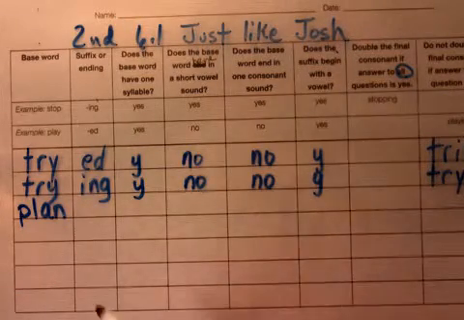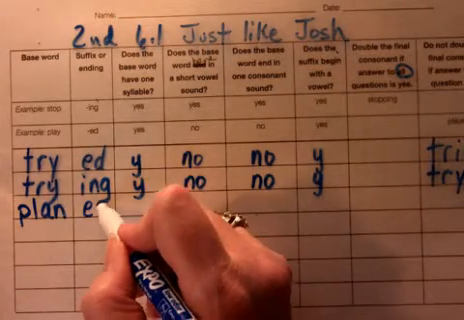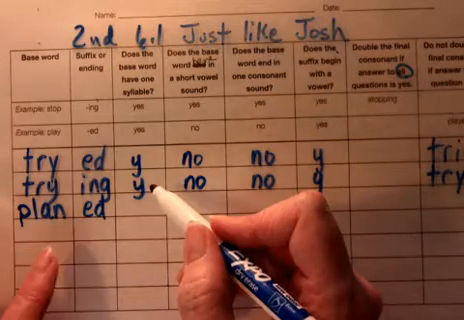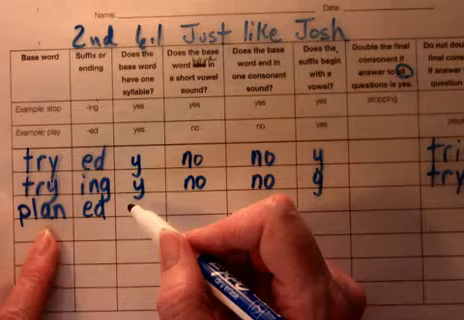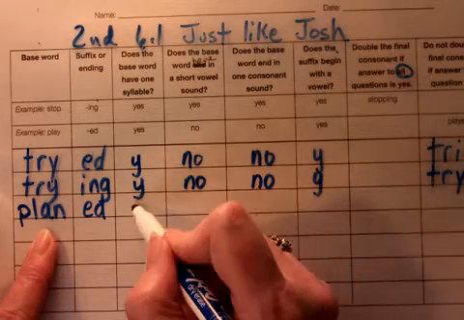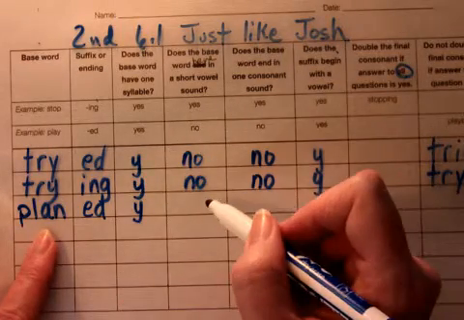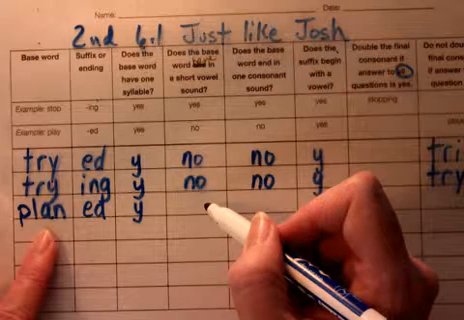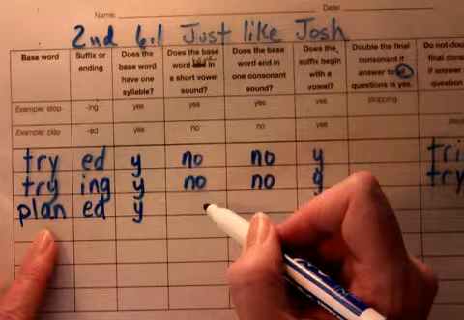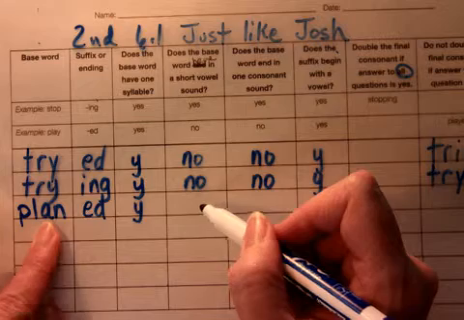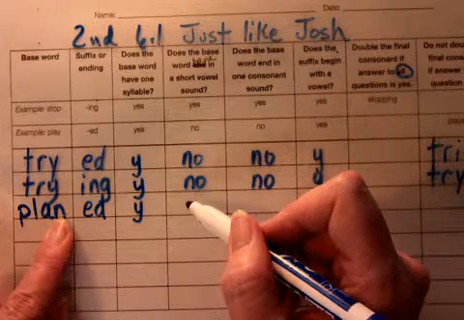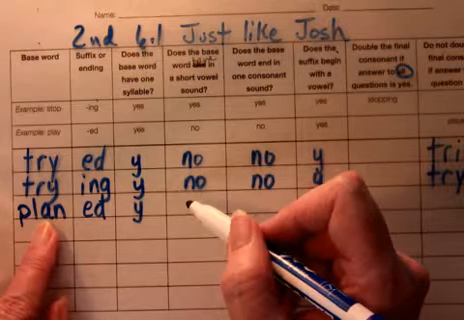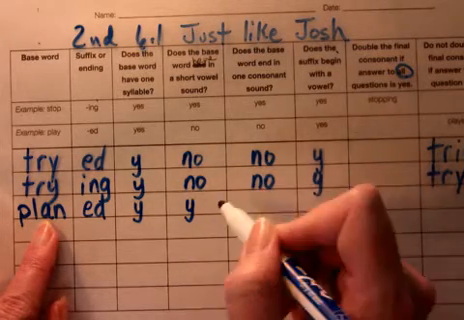Plan. We're going to add the suffix ending ed. Does the base word have one syllable? Plan. It's only got one vowel sound, so it is one syllable. Yes. Does the base word have a short vowel sound? Yes, it's a closed syllable. One vowel followed by one or more consonants. It's closed. The vowel is short, so that's a yes.